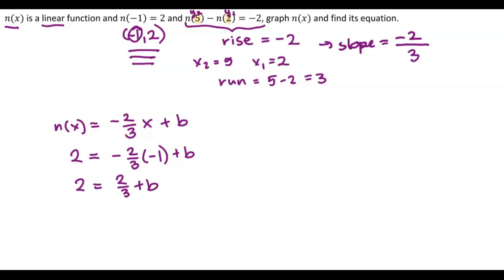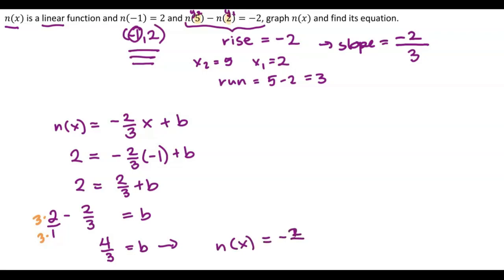And we just need to subtract 2/3 from both sides to get b. But I'm going to simplify a little bit. I'm going to say, okay, well, that's like a 2/1. And then we could multiply top and bottom by 3. So I'm really seeing 6/3 minus 2/3, which is positive 4/3. So putting it all together, I'm going to say n of x is equal to negative 2/3 x plus 4/3. Okay, so there's my answer.